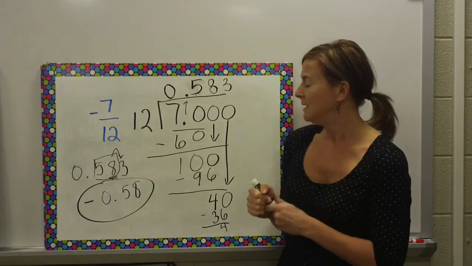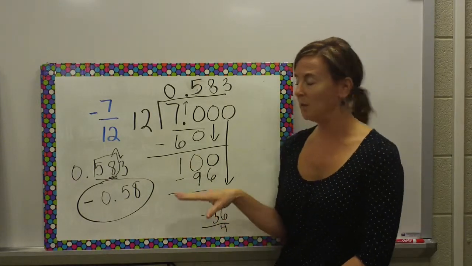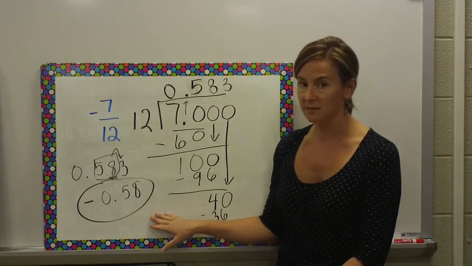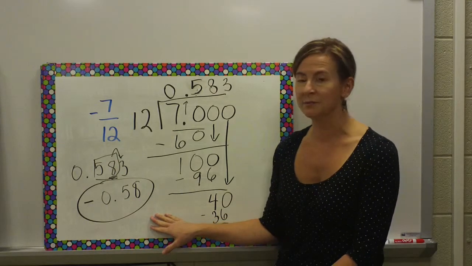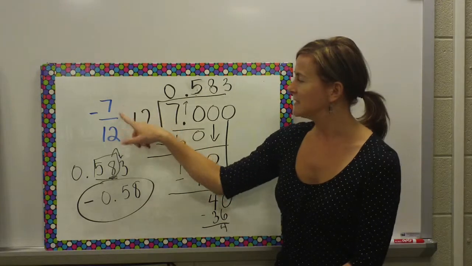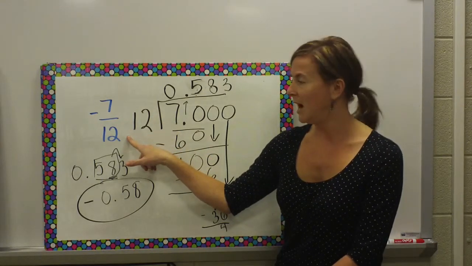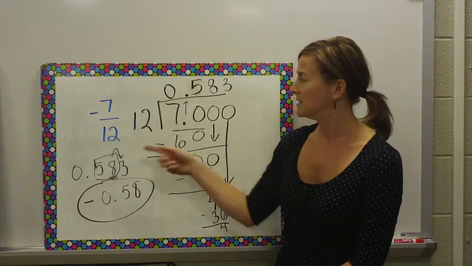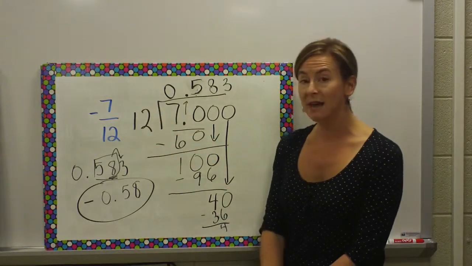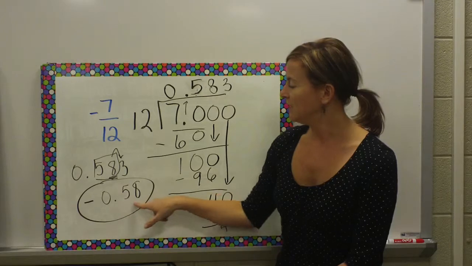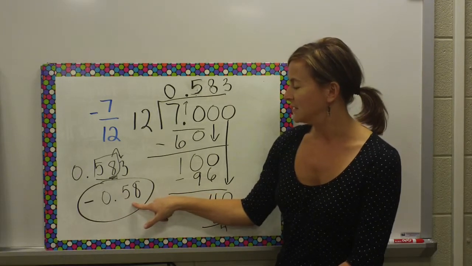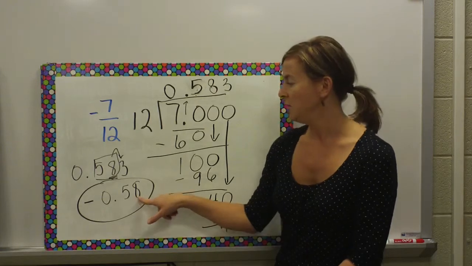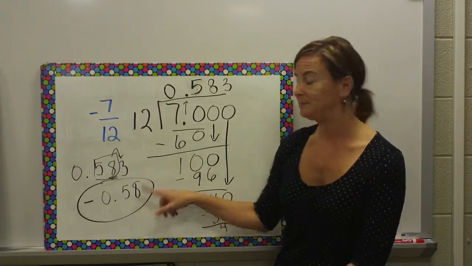Okay? Now, as I'm thinking about my problems, as I'm solving these, I want to use some reasoning skills, and I want to make sure that my answers make sense. When I look at 7 out of 12, I know that that's a little over 1/2, because I know that 6 out of 12 is exactly 1/2. So when I end up with a decimal that is a little over 1/2 or 0.5, I know that I must be on the right track.